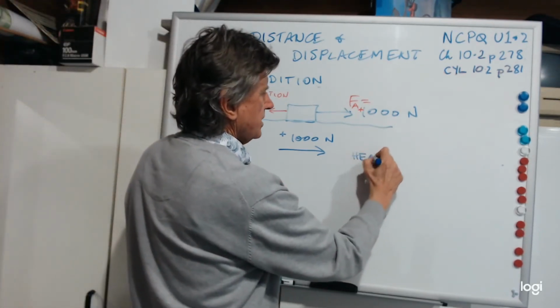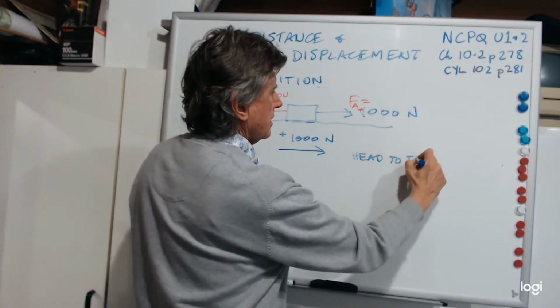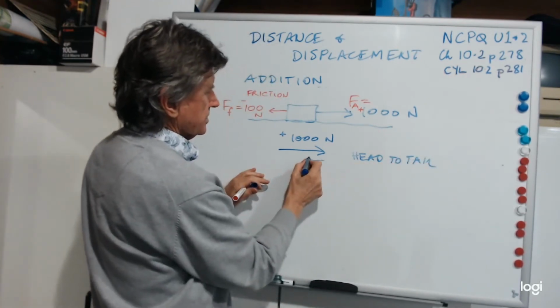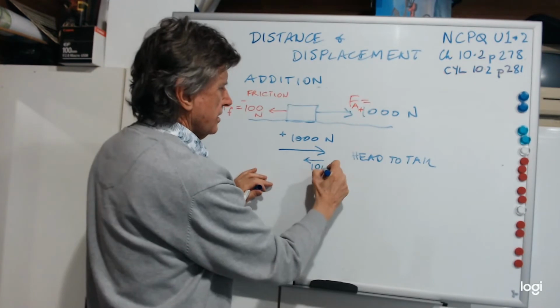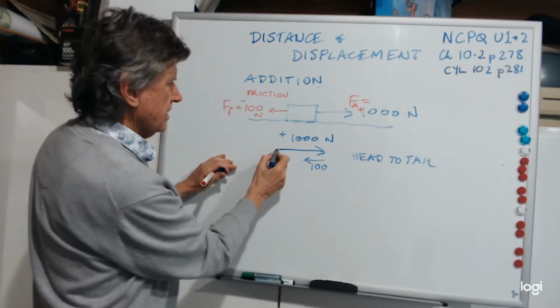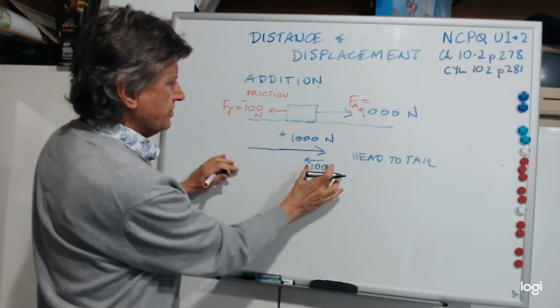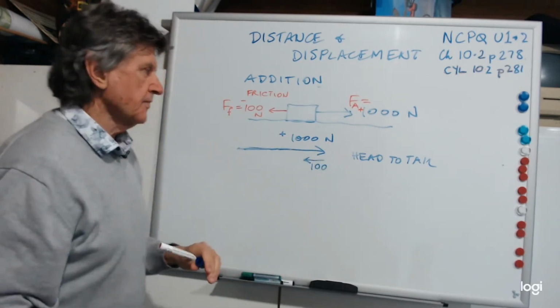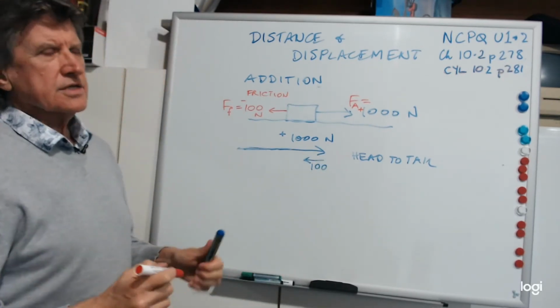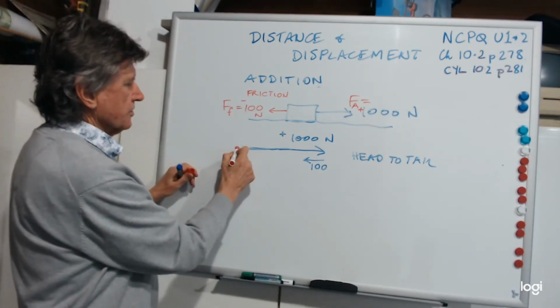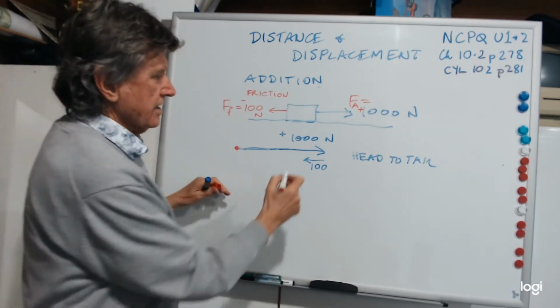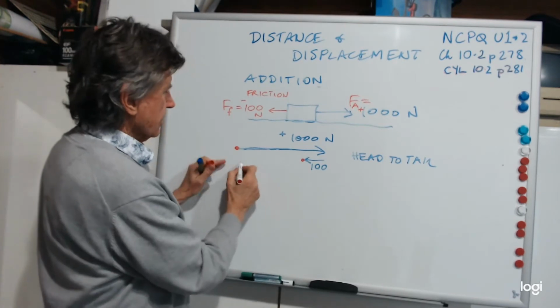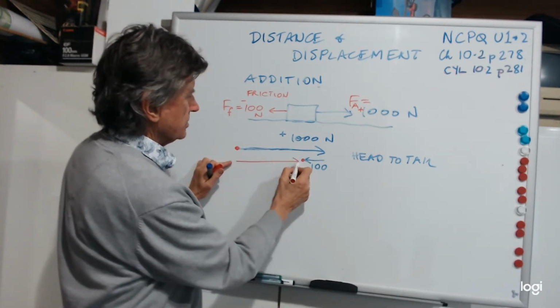So head to tail, and you put it like this, okay, and that's 100. Now I don't have my lengths right here. That should be 10 times that, so it should be something like that. We can make that smaller. Okay, the rule is you start at the tail of the first one and you end up at the head of the second one there. So you have a straight line that looks like that.